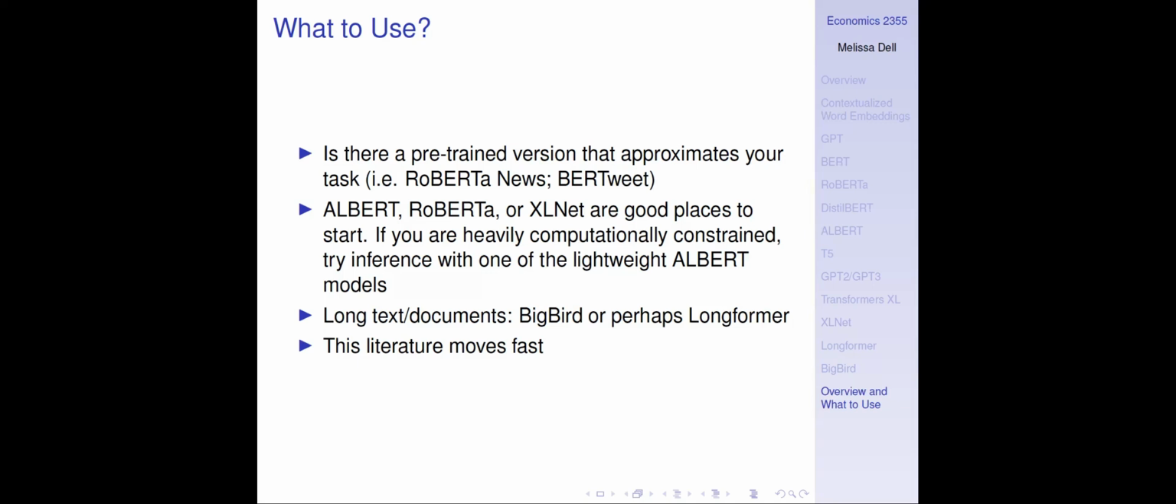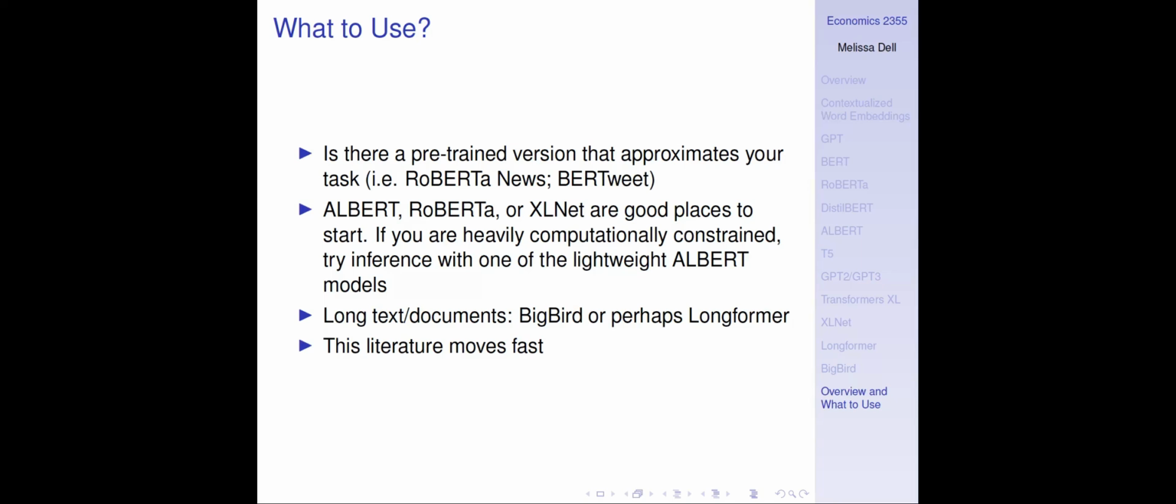There's a RoBERTa News, trained on a news corpus, and there's a lot of other things that baseline RoBERTa was trained on. But if you're processing news, maybe you just want the version that's trained on news because it looks like what you want to do downstream. So that's the first thing that you have to go and look for. These are well-publicized models. They don't exist for lots of very specific data, but for things like tweets or news, they're out there. That aside, I think ALBERT, RoBERTa, or XLNet are good places to start.